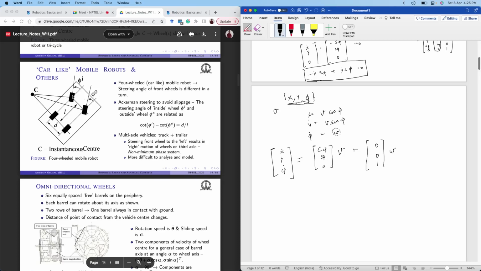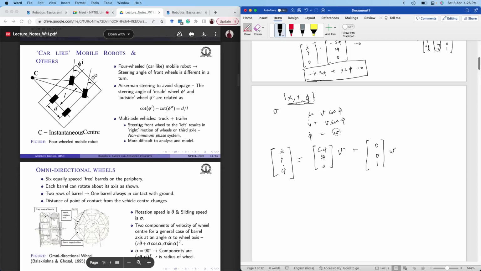So again, in the Ackermann steering, these angles are selected such that the axes always coincide with the axis passing through your rear wheels, perpendicular to the rear wheels. So basically, all your rotation axes pass through a single point. Okay, so that is the constraint that has been specified here.